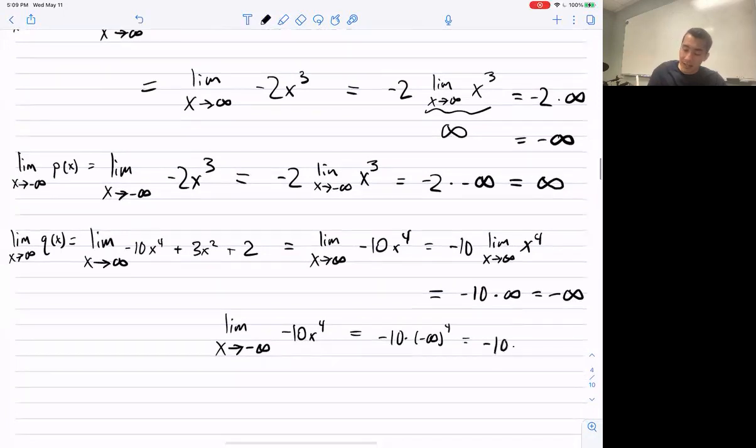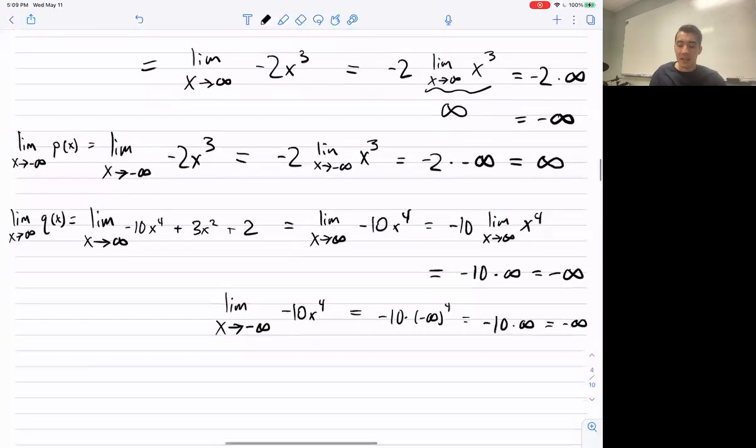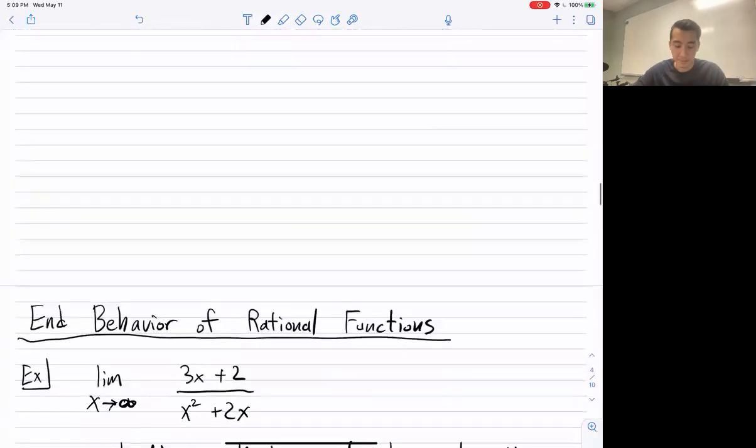So this is -10 times infinity, and that's just going to be negative infinity. And so the positive and minus both go to the same thing because it's an even powered polynomial. So it's going to do something like that. Okay, so that's how we use that.